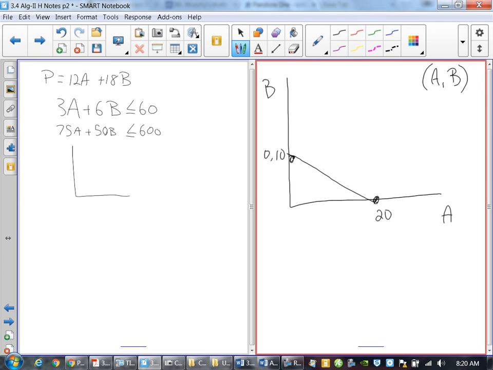3A equal to 60 is 20, 60. Instead of doing a descriptive thing, I put like A is less than or equal to 12 or something. And then I did the same thing with the other one. 75, so it's 8 and 12.